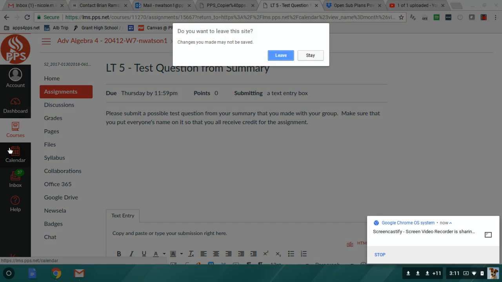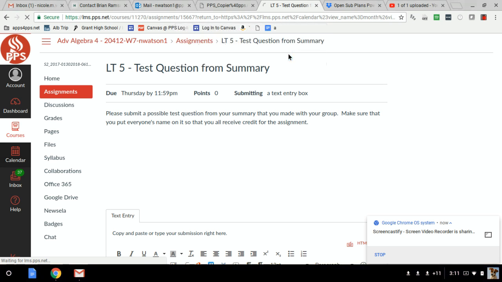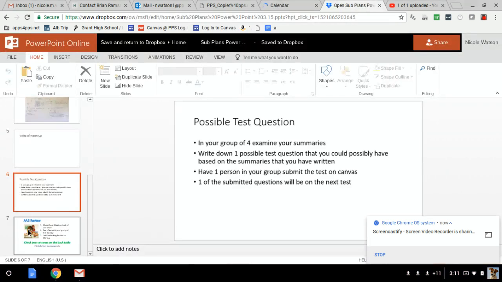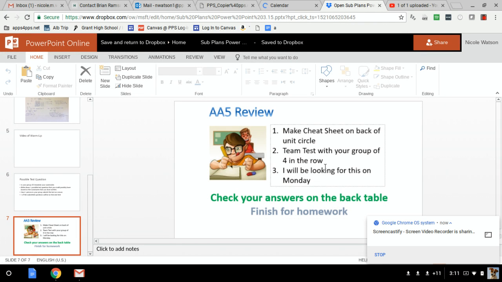The last thing you're going to do today is you are going to work on your cheat sheet and your team test. Your cheat sheet should be made on the back of your unit circle. Please work on that once you have finished the team test. I know the order is different. I'll change that so what you're viewing, it's not that. But I'm going to be looking for that on Monday. Okay, work with your group of 4 that you have, and I'll be looking for that on Monday. And then the cheat sheet's up to you what to put on the back.